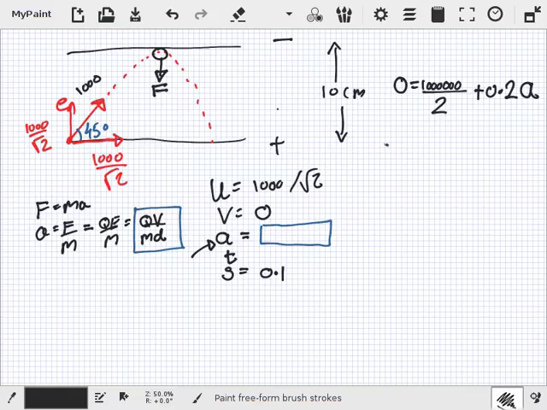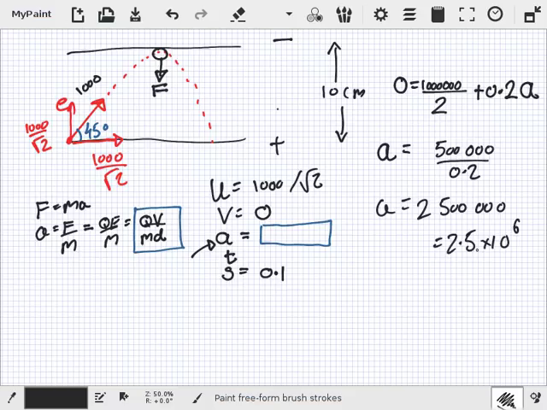So that means the A will be, how many zeros have I got? 6 zeros here. 500 over 0.2, so that's 2500. I think I have that right. 2.5 times 10 to the 6 meters per second squared. That's supposed to equal QV over MD.